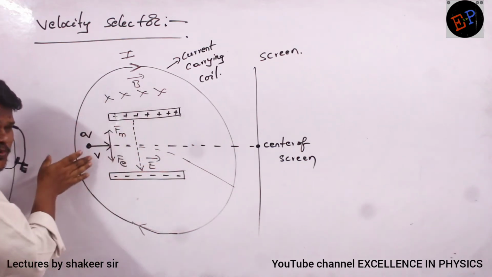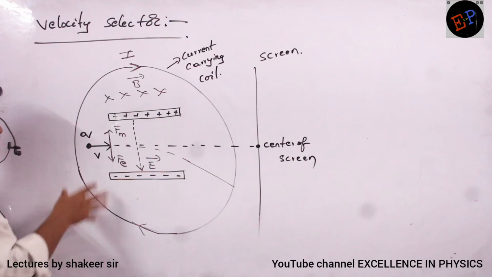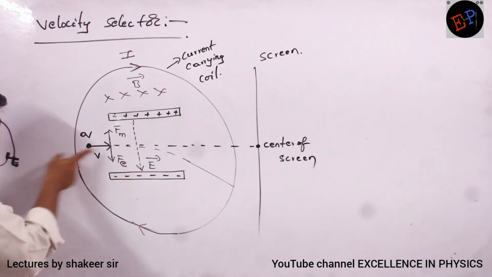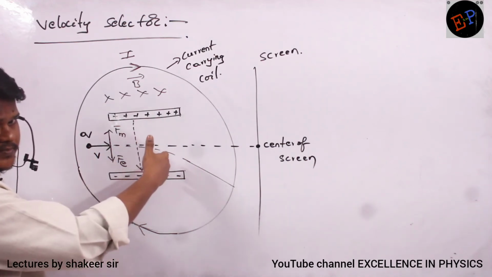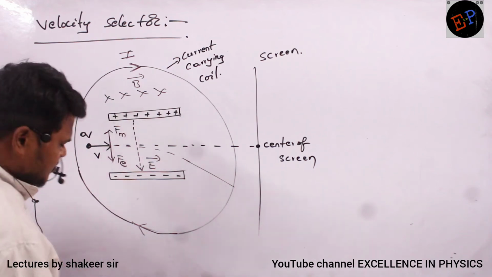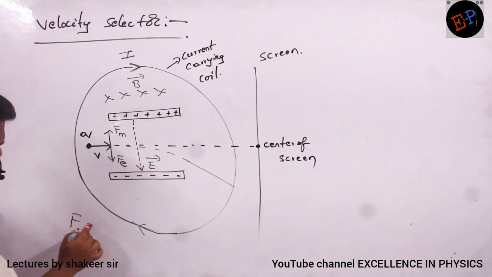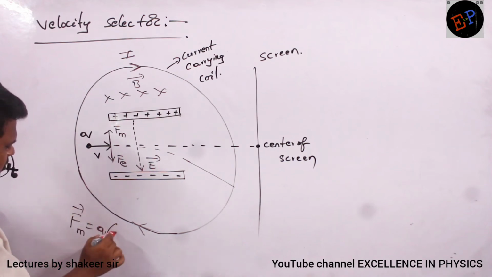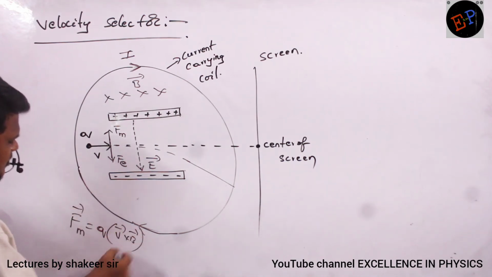B dash is present everywhere. Okay. Now see, charge is entering like this, B dash is like this. What is the direction of force? Magnetic Lorentz force, what is the formula? Fm is equals to Q into V dash cross B dash.